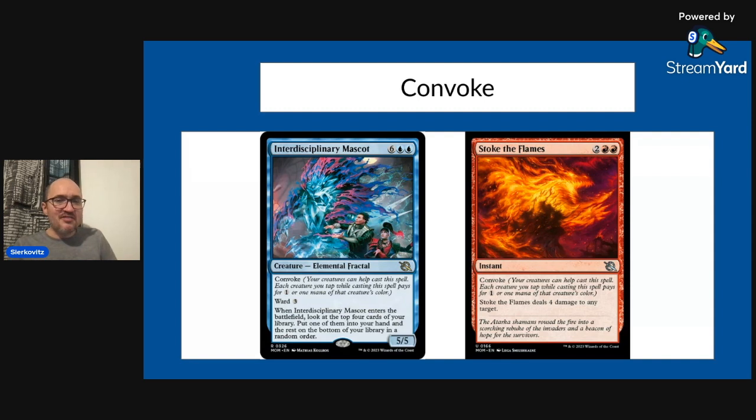And I think that there are a couple of cards in this format that will help the blue-red Convoke. There are some blue spells that generate some kind of tokens, 1/1s of relevant colors. So maybe you will be able to build a wide enough board to Convoke quite efficiently and get those Interdisciplinary Mascots for cheapsies.